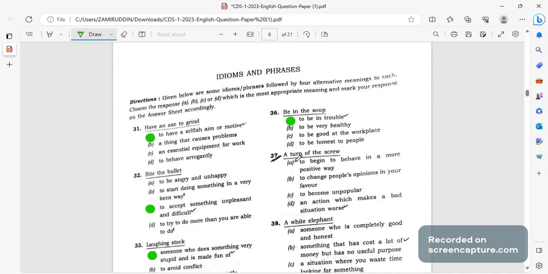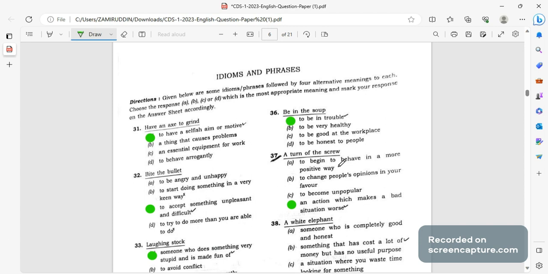A turn of the screw: an action which makes a bad situation worse. You are already in a bad situation and you are making it even worse. So a turn of the screw means an action which makes a bad situation worse.